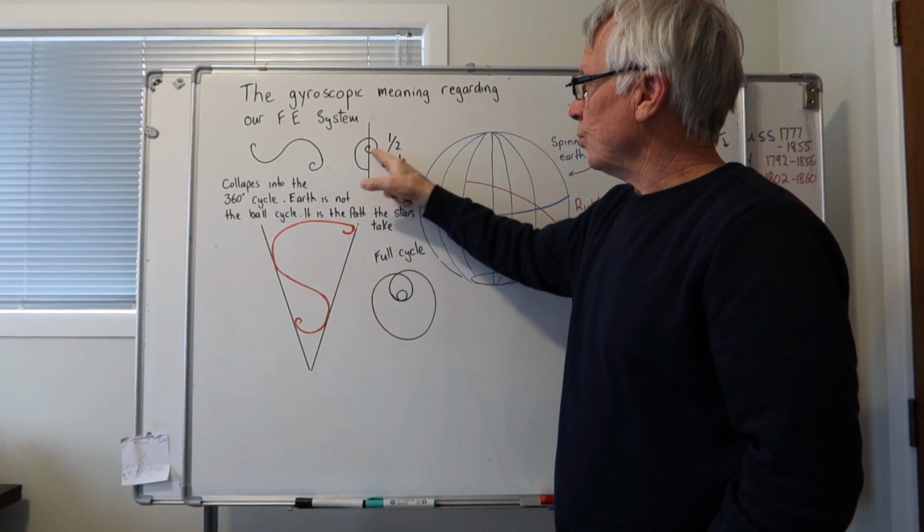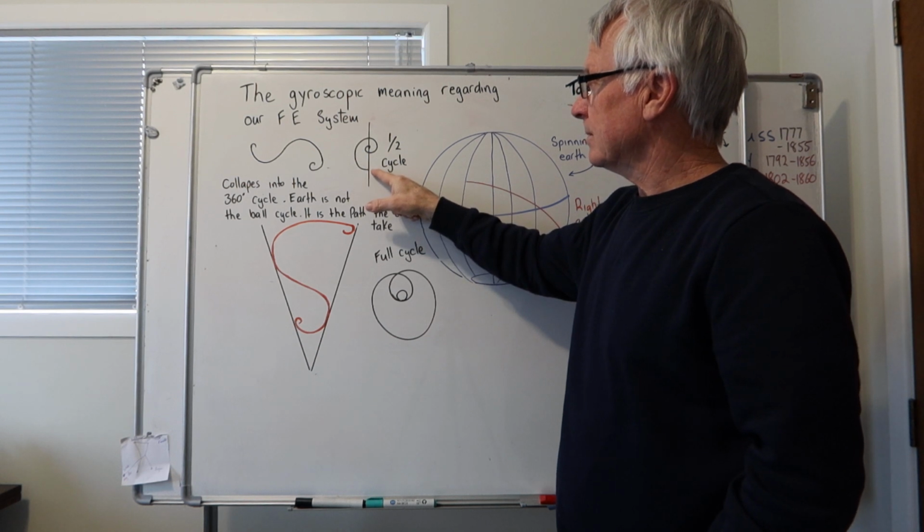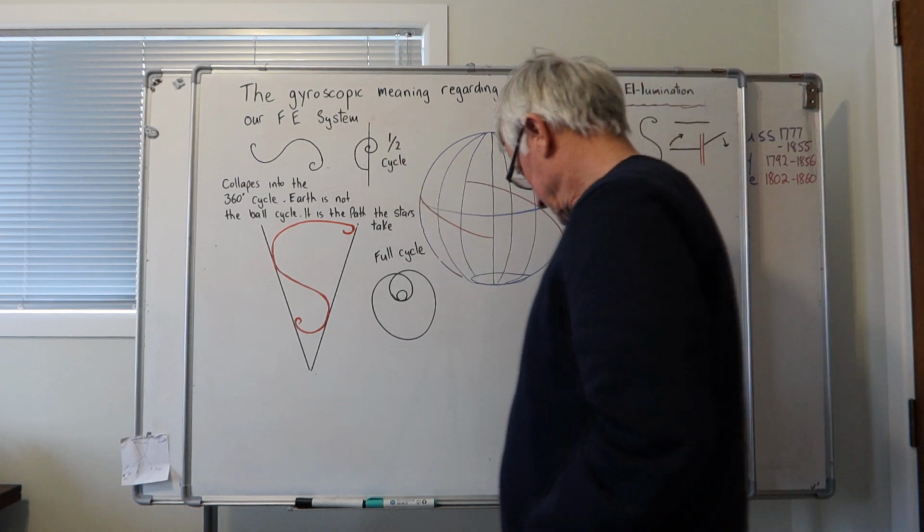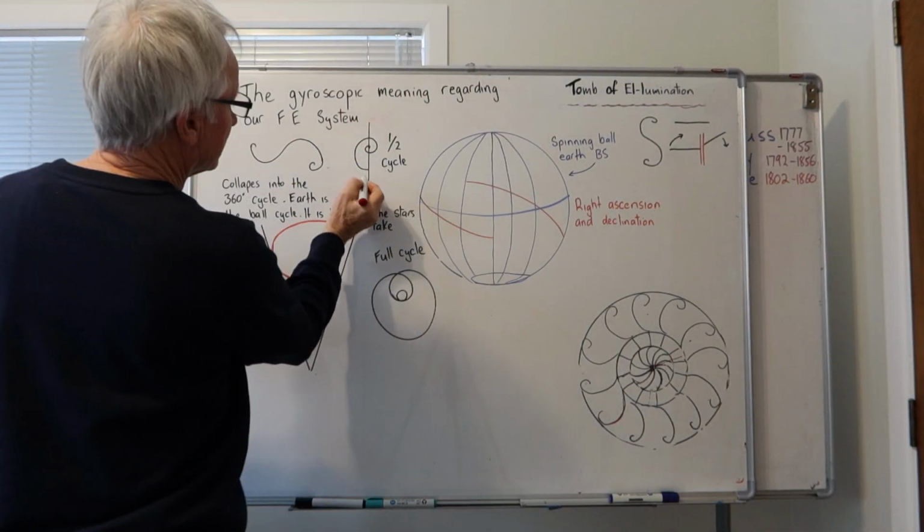So there's your half cycle winding down and wind back up. So you'll only see, at night, you will only see this half.